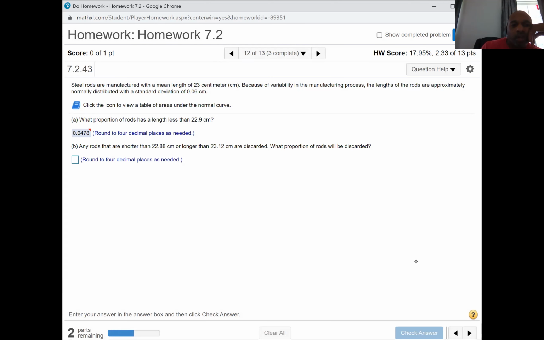Any rods that are shorter than 22.88 or longer than 23.12 are discarded. What proportion will be discarded? Okay, so we need to convert both of those to z-scores. Then you remember how we did it with the 1 and the -1? Get the area for one, the area for the other, and then add them together. Let me take a picture of this so I don't have to keep going back to the notes.